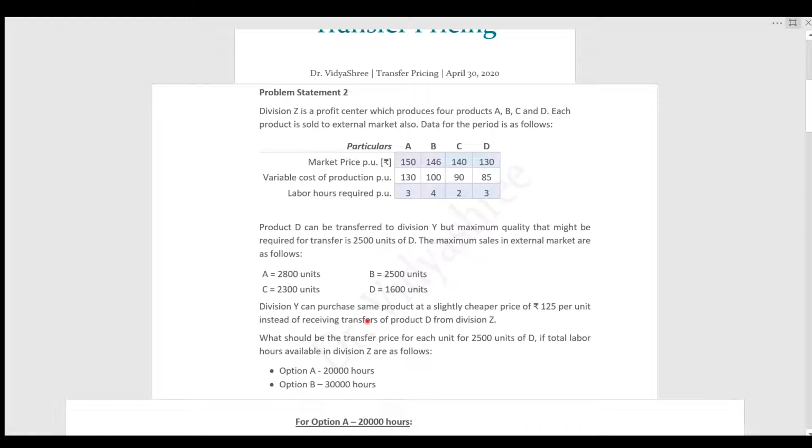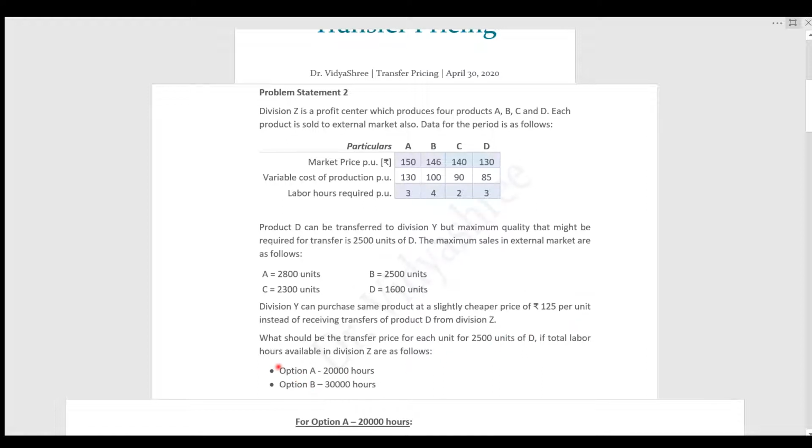Well, let's see the next thing. Division Y can purchase the same product at a slightly cheaper price of rupees 125 per unit instead of receiving the transfers of product D from division Z. Division Y has another alternative option: if it is not buying from another division, it can buy from an external market, which is available at a price of rupees 125 per unit.